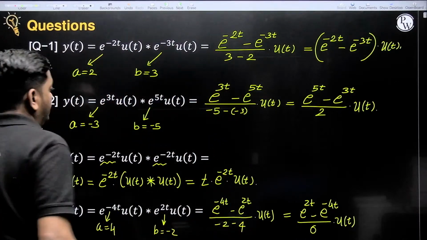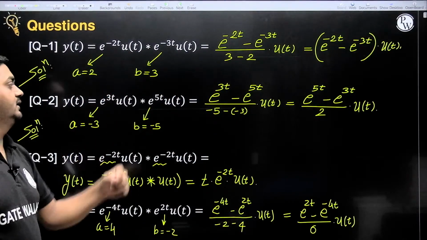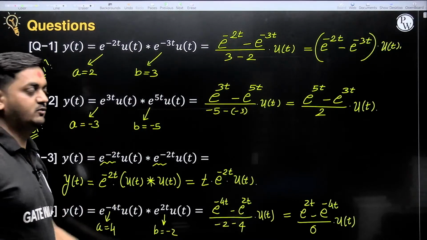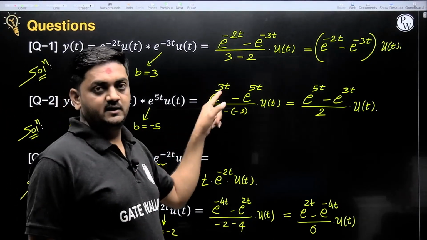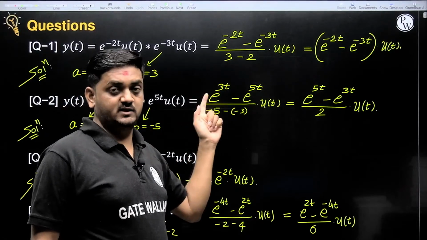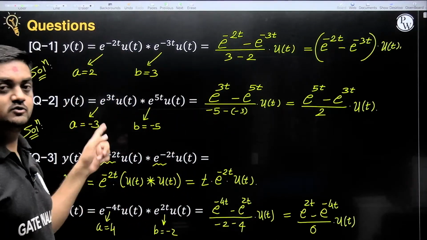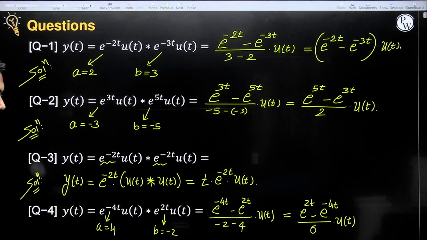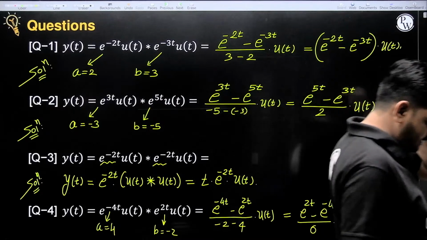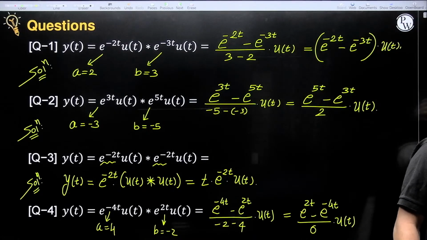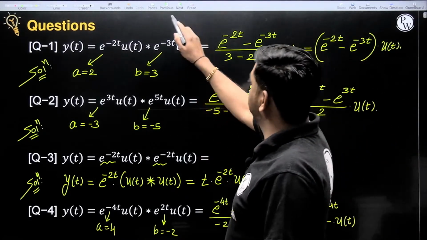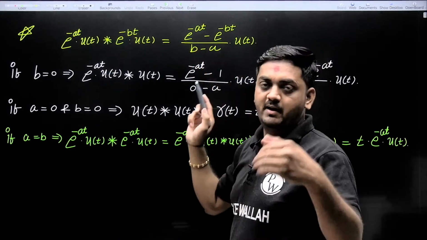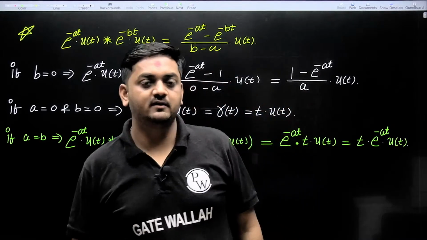This is correct only. This is correct only. e to the power minus at. See, e to the power minus at, minus minus plus, guys. e to the power minus at, a equal to minus 3. So here e to the power minus at, and as a equal to minus 3, minus minus becomes plus only. So it should be e power 3t only, not minus 3t. Okay, Nikhil? Minus minus plus. If you replace a with minus 3, it becomes minus 3 into minus 1, that is plus 3 only. Fine?